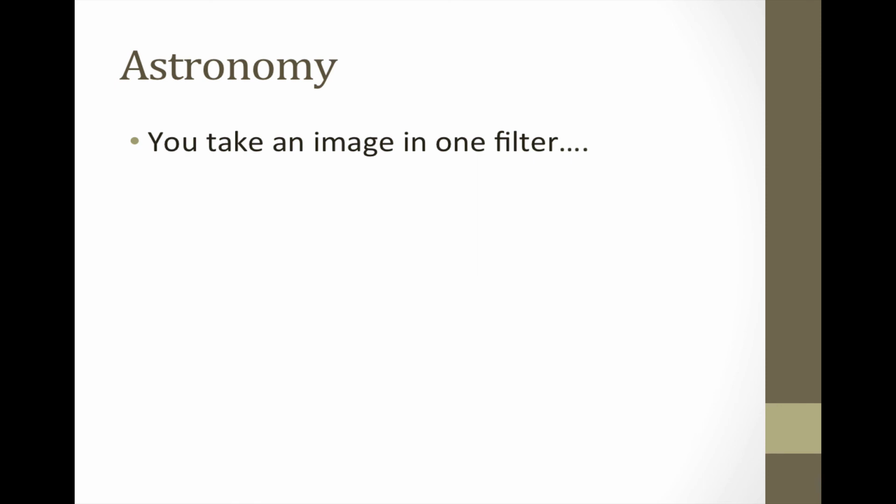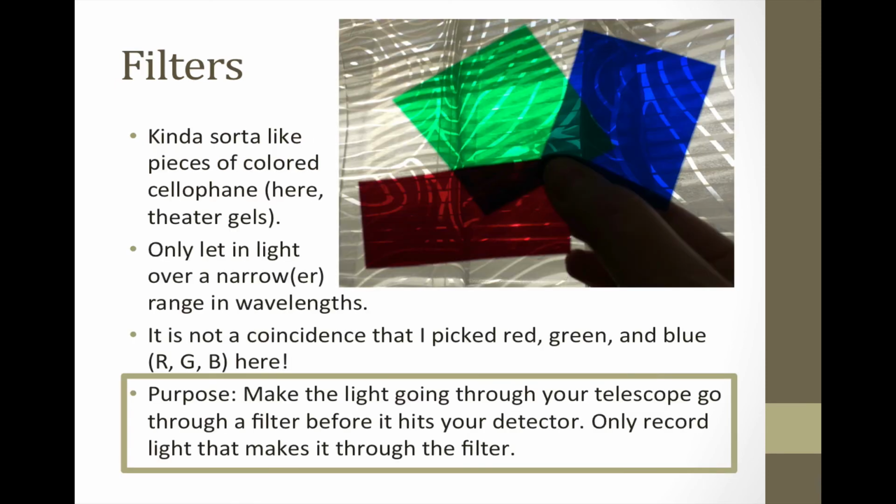But in astronomy, you're taking an image in just one filter at a time. What does that mean? Filters are vaguely kind of sort of like colored cellophane. What I have here is theater gels. They only let in certain light. For example, this one only lets in light that's red. This one only lets in light that's green. And this one only lets in light that's blue. So when you do an astronomical image, you take an image through the red, an image through the green, and an image through the blue, and then you stack it up.